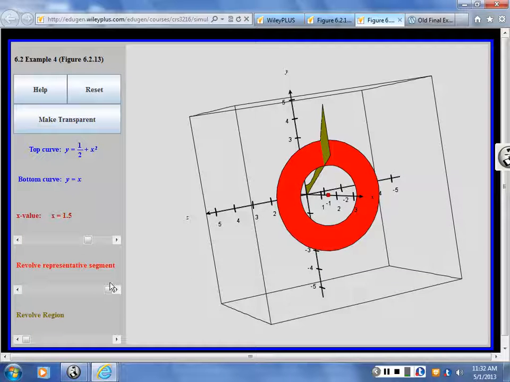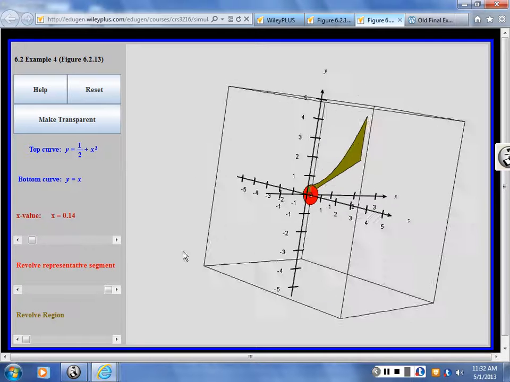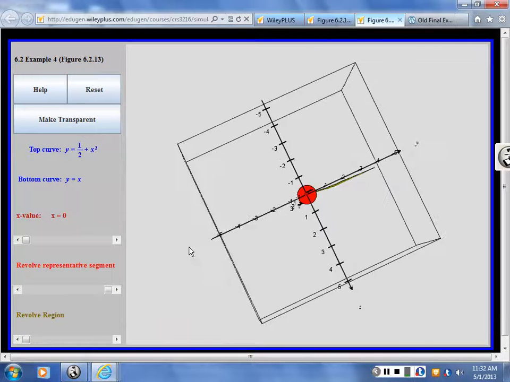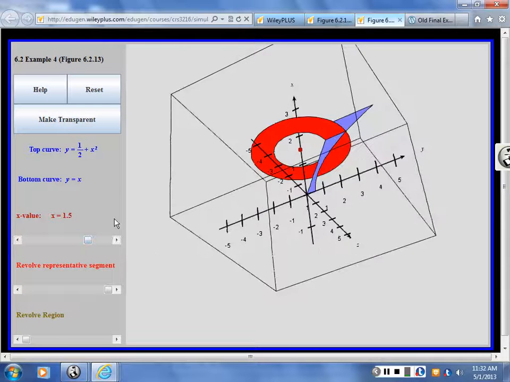So if I look at this value of the function, the very first cross section is a washer. If I look at the area of a disk, it's just pi r squared. If I want to find the area of a washer, it's going to be pi, the outside radius squared, minus pi, the inside radius squared.